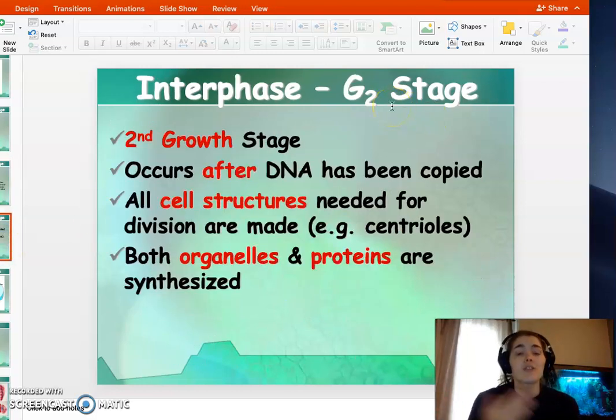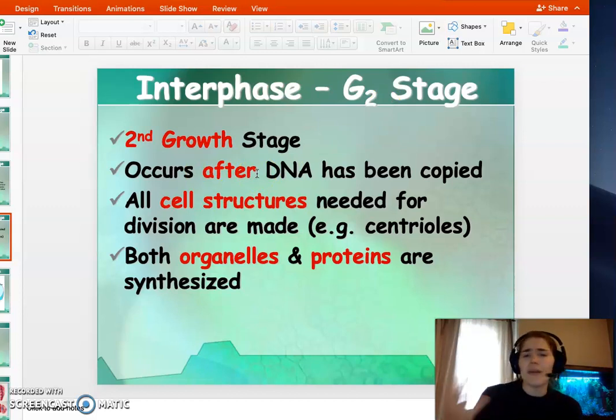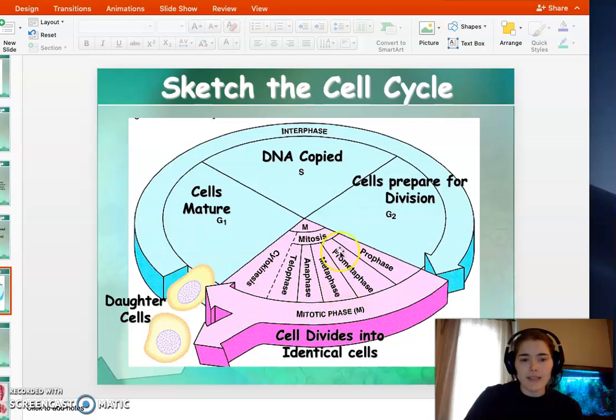G2 is your second growth phase. So this occurs after you've copied your DNA, all your cell structures are made, and you're also making more organelles, more mitochondria because they're the powerhouse of the cell, and some more proteins are being made. At each of these phases, they're double checking to make sure they did it correctly. So the G1, did it grow correctly? Okay, yes, keep going. S, did we make enough DNA? Yep, okay. Then G2, did we grow? Do we have all the organelles we need before we finally get into this last phase, the mitotic phase, where we're going to do mitosis?